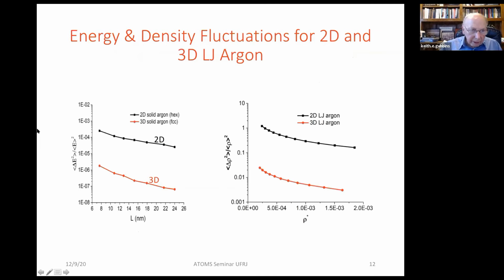This is showing molecular simulations of the mean squared deviation in the energy for 3D and 2D. You can see that in 2D, this mean squared deviation that determines the specific heat is about 2 orders of magnitude bigger than in 3D. And in 1D, it's even larger. I'll show you that in a moment. This is the corresponding mean squared deviation in the density. Again, about 2 orders of magnitude bigger in 2D than in 3D.